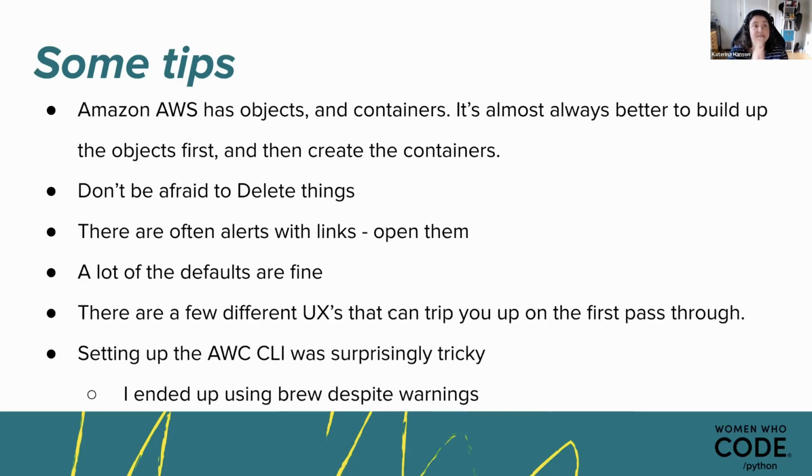So some tips that I found from going through this exercise. Amazon has basically things that are kind of like objects or pieces of the puzzle, and then containers to put them in. At first I started off with the high level thing and filled that container with stuff. That turned out to be the exact opposite way to do things easily. It's almost always better to build up the individual components first and then pull them all together in the container.